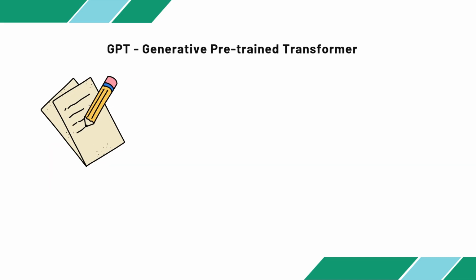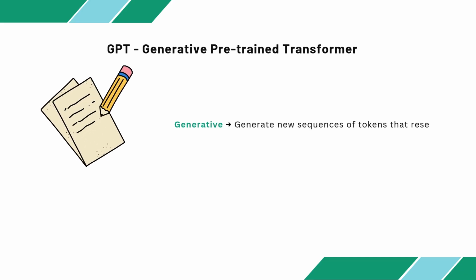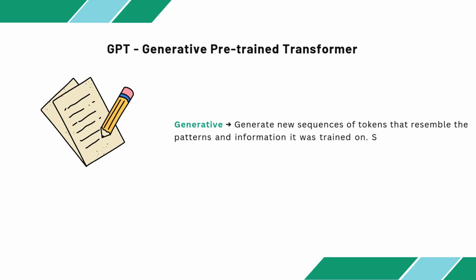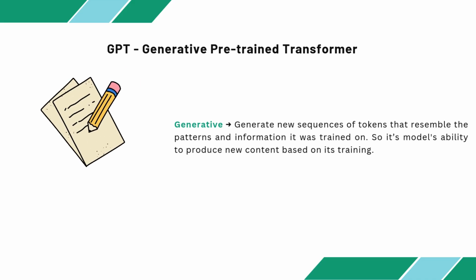Finally, we have the word generative, which is specific to generative AI. This means the model can create new sequences of tokens that resemble the patterns and information it was trained on. So generative refers to the model's ability to produce new content based on its training.